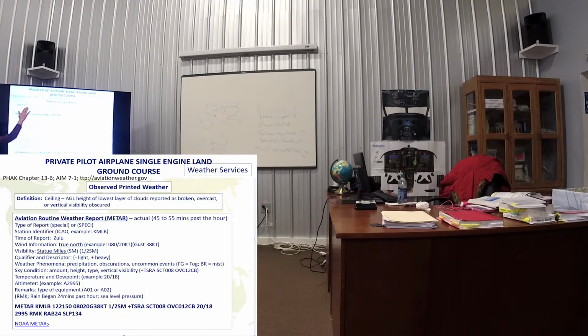Sky condition, now we go back up to ceiling. Here we have scattered, add two zeros, 800. So if it's scattered at 800 feet, and we have it right over the airport, we can't do it. Overcast, 1200.